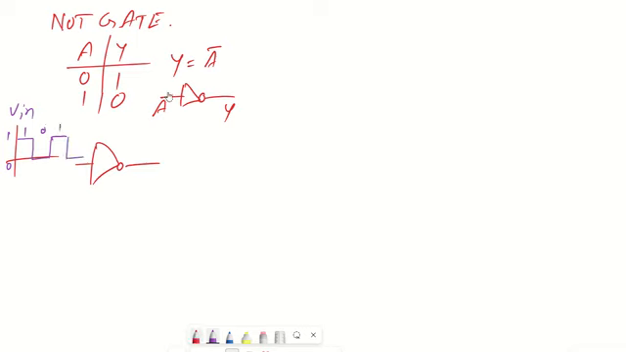So what will be my output? My output will be like this. Whenever the input is 1, my output should go to 0. Whenever my input is 0, output should go to 1. So like that, it is just the opposite. So this is my V output. Understood? This is all about my NOT gate.